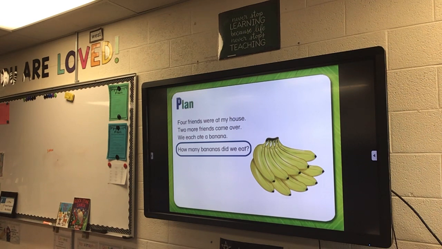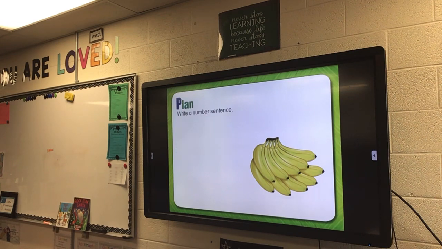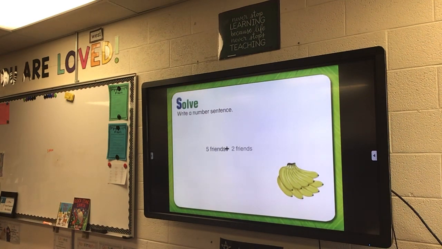One way to solve this problem is to write a number sentence. Solve the problem. Do not forget to count in the person who lives at the house. So, 1 plus 4 equals 5. 5 friends plus 2 more friends equals 7 friends. Since we all ate a banana and there were 7 people, that means 7 bananas were eaten.